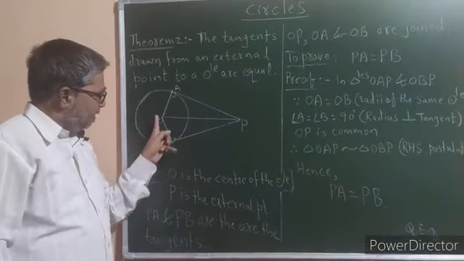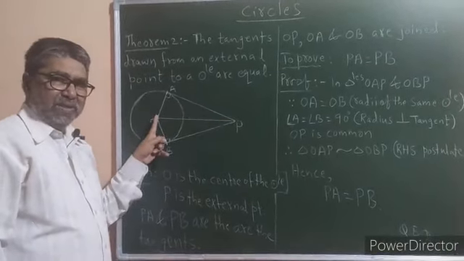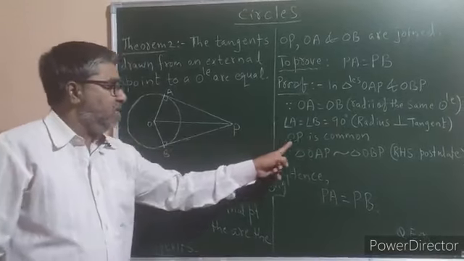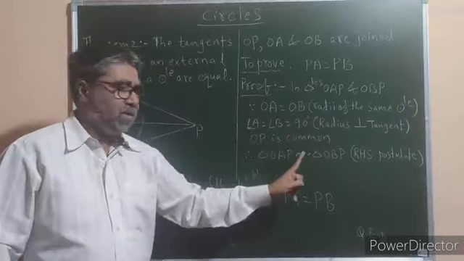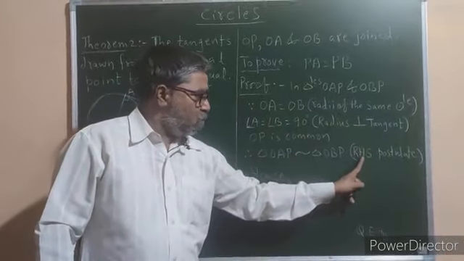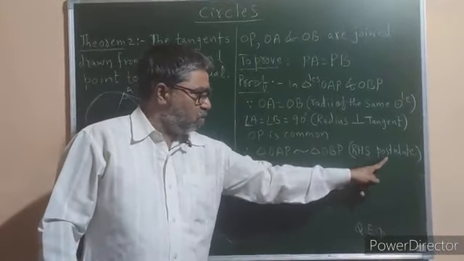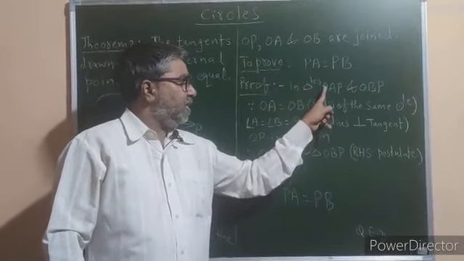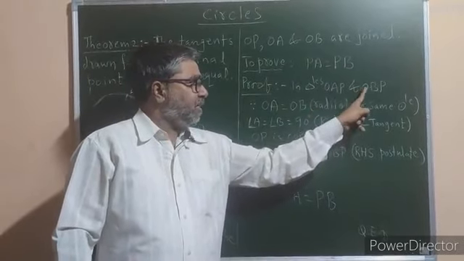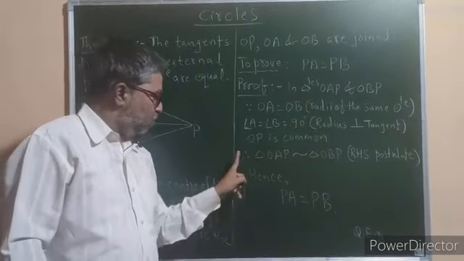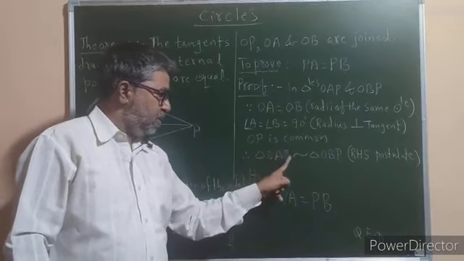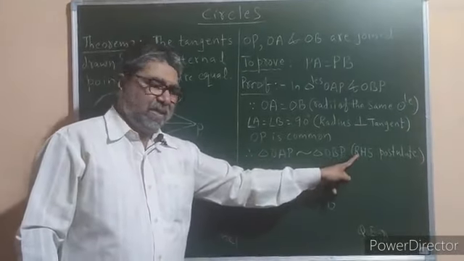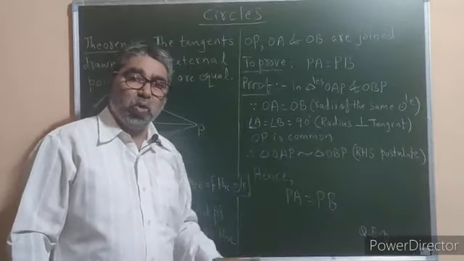At the same time, the side OP, which is the hypotenuse to both the triangles, is common. Hence, from the right angle, hypotenuse and side postulate, that is the RHS postulate, triangle OAP and triangle OBP are similar, because the reason is the RHS postulate.